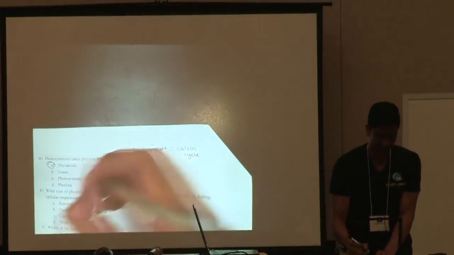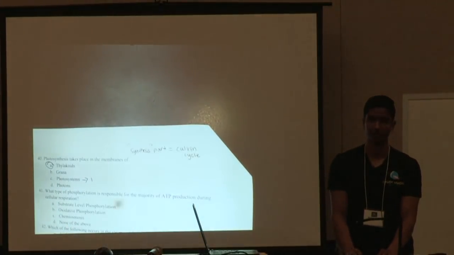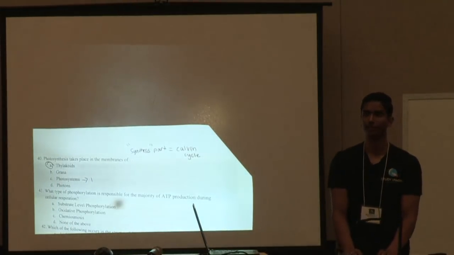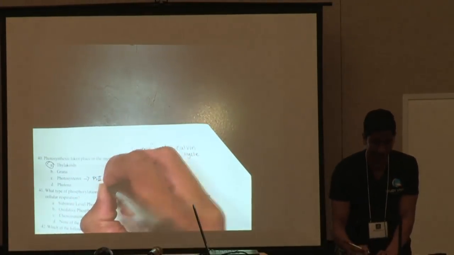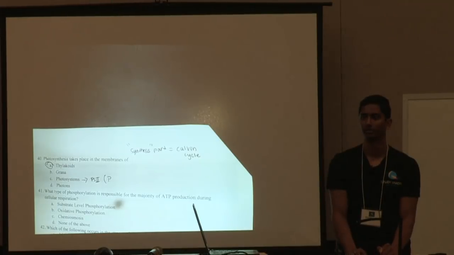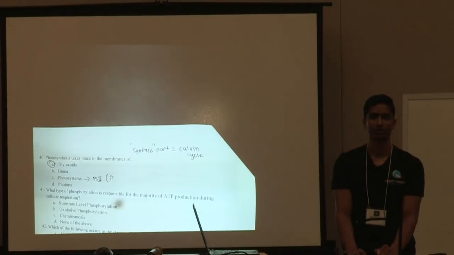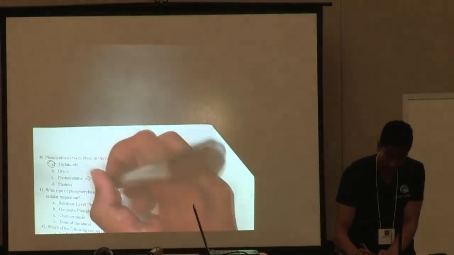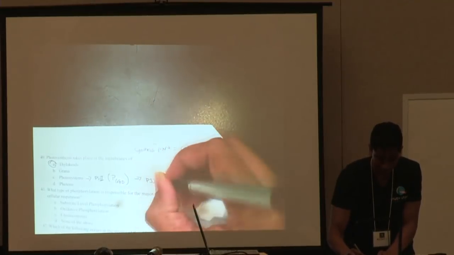What about the photosystems? How many photosystems are there? 2, right? Where does light pass through first? Photosystem 2 or 1? 2, right? Does anyone know the wavelength? Is it P680 or P700? 680. Then we go to photosystem 1, which is P700.